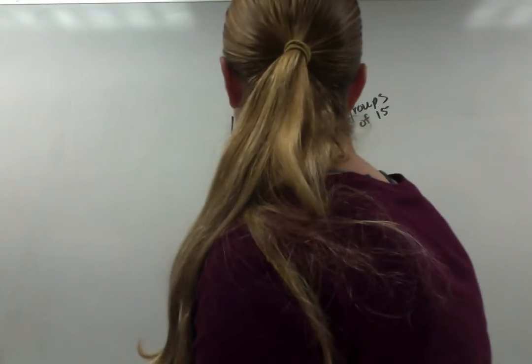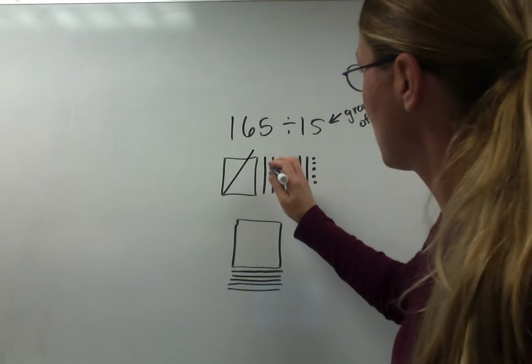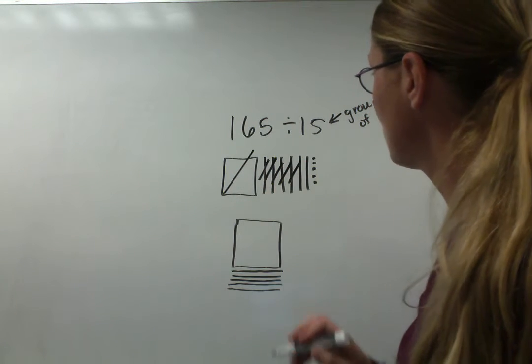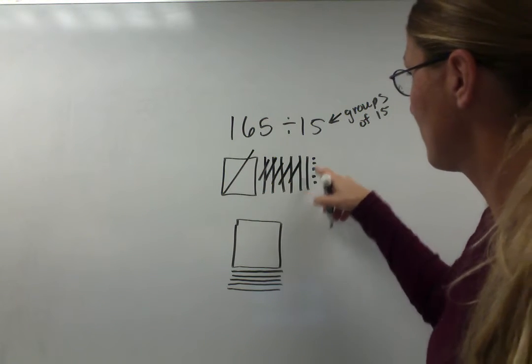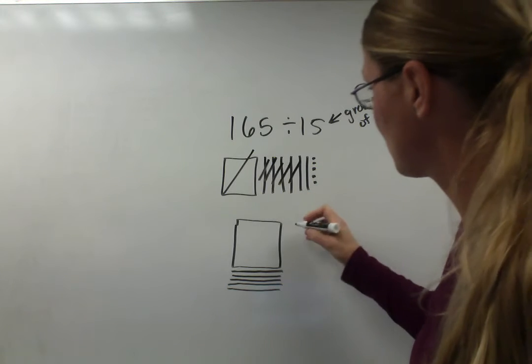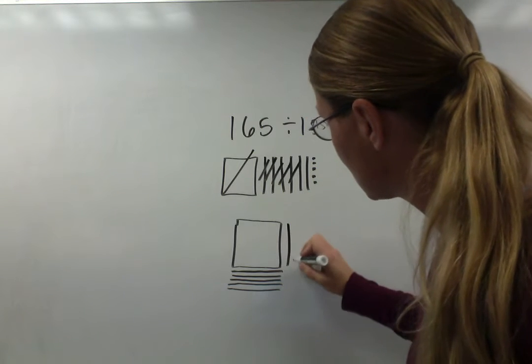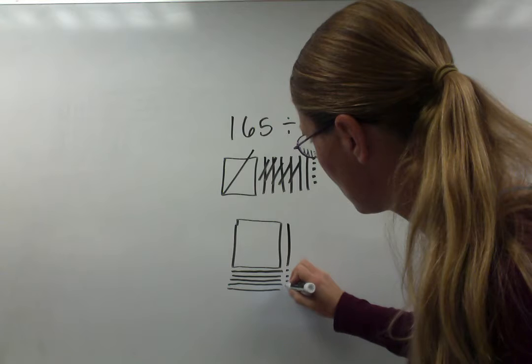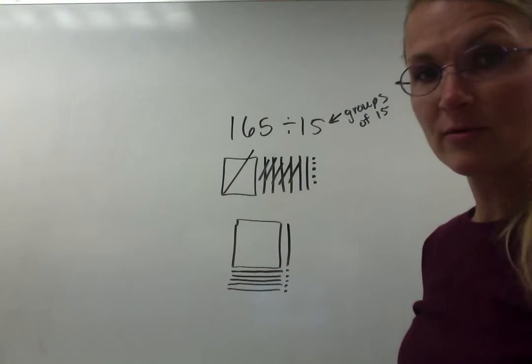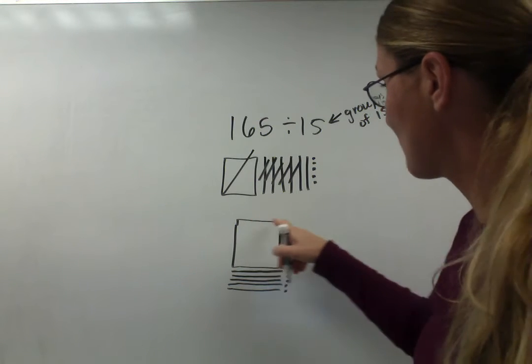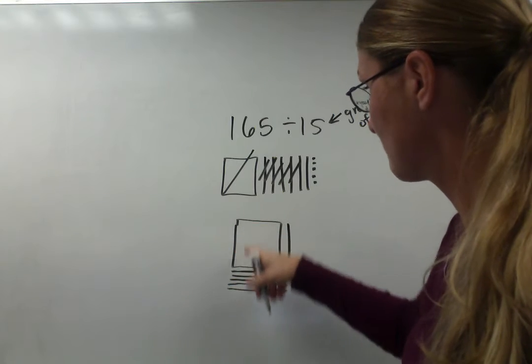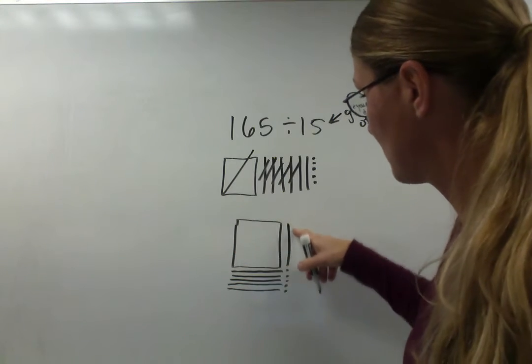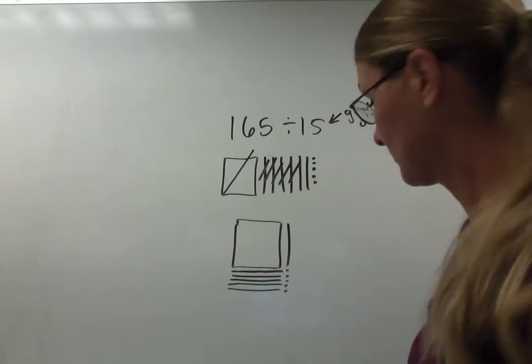Okay? Well, that means I've used this. I've used 1, 2, 3, 4, 5 of those, and I have 15 left over. I have a 10 block and a 5. Well, I put my 10 block next to here. 1, 2, 3, 4, 5, and I've made another row of 15. So that means I have 11 rows of 15 because there's 10 rows in the hundreds block, and then there's one additional row here. Okay?